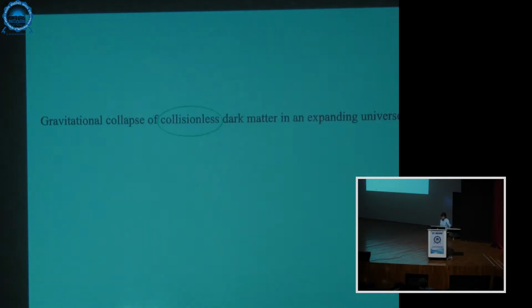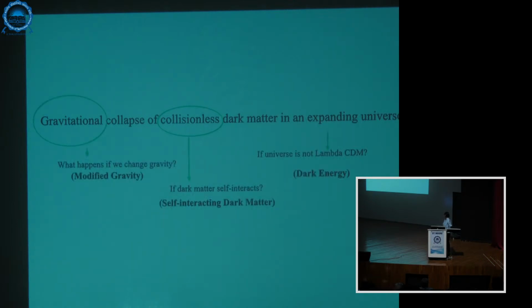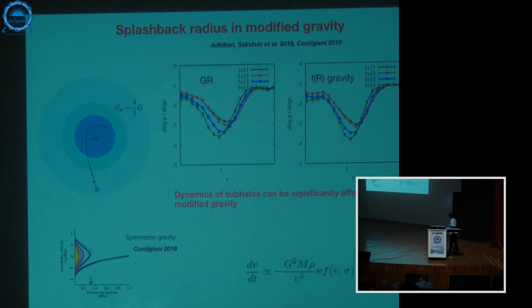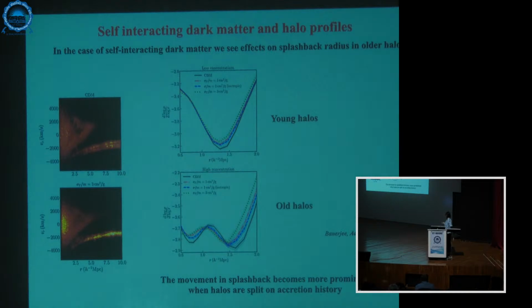So in subsequent work, we basically took this feature, and because the dynamics is set by gravitational collapse in an expanding universe, we relaxed all of these assumptions to see how the feature is affected in modified gravity models. In particular, we found that modified gravity would affect orbits of subhalos and therefore have signatures on the subhalo splashback radius. We also looked at self-interacting dark matter and so on.